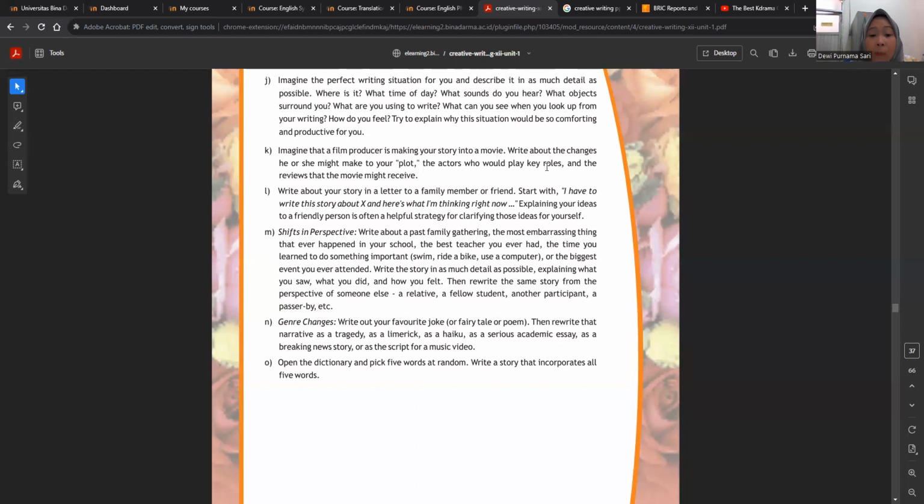And the last one, open the dictionary and pick 5 words at random and write a story that incorporates all 5 words. Okay, so it will make it easier for you to write the short story.